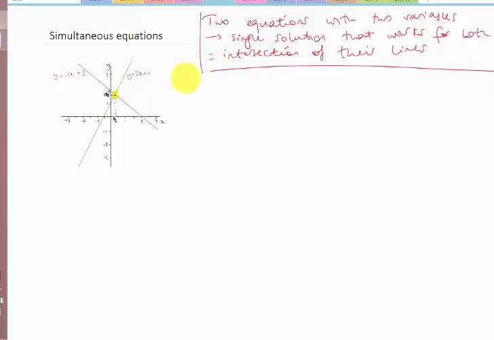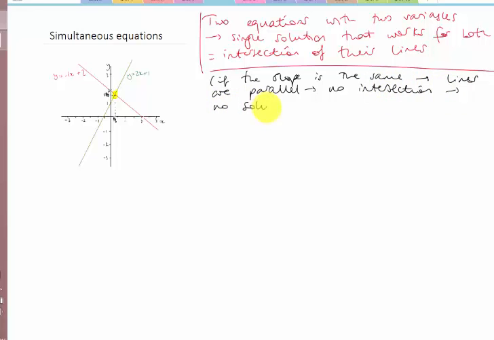And of course this is only true if the lines are not parallel. If the lines are parallel, then that doesn't work. So if the slope is the same, the lines are parallel, so that means there's no intersection and no solution that works for both.